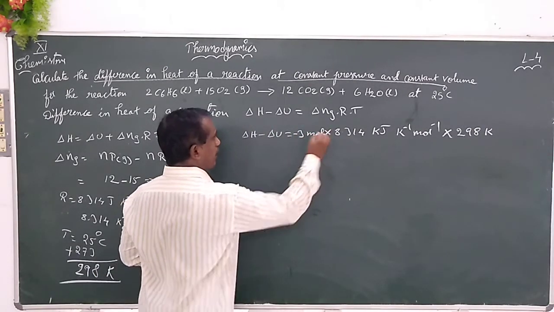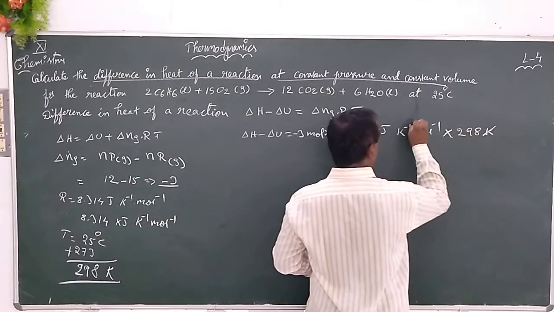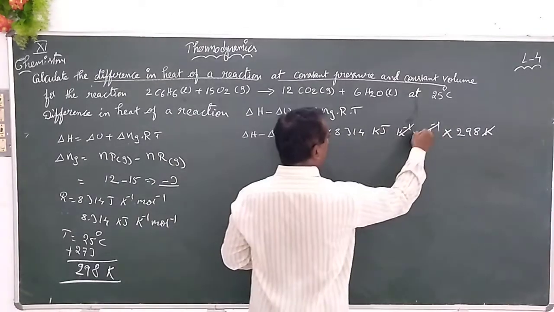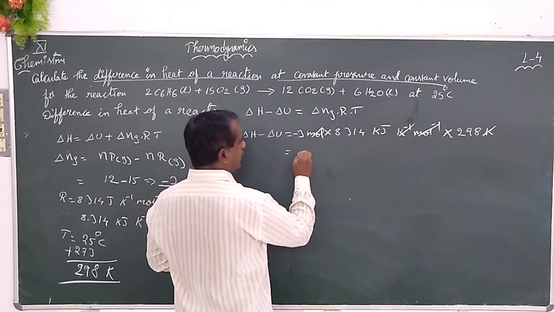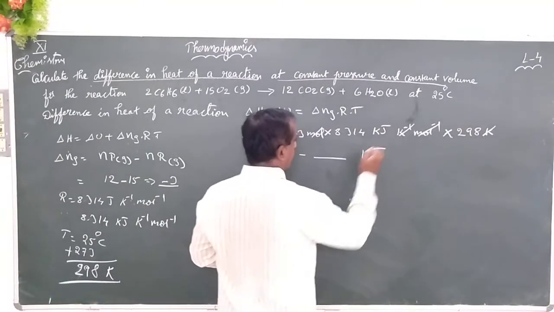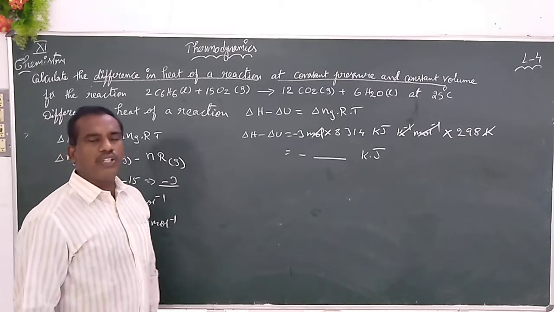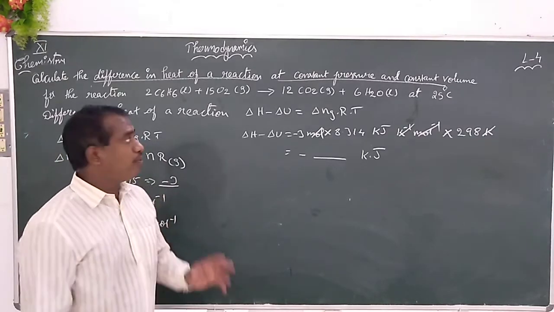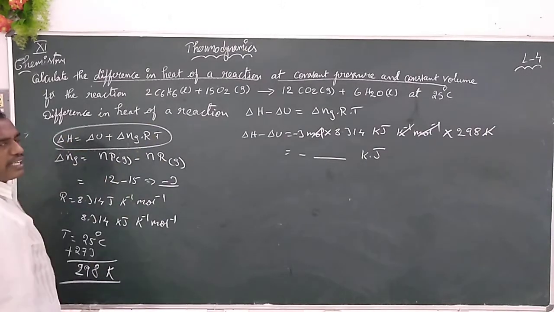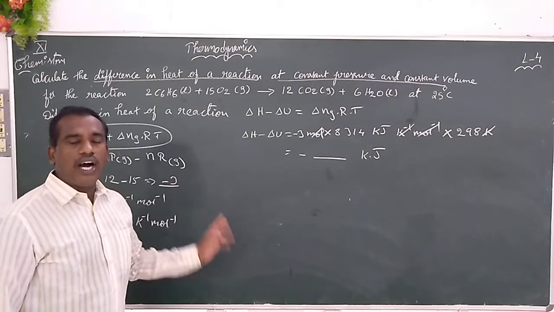Is it not? Minus 3 moles. So straight up the units first: Kelvin and Kelvin inverse, mole and mole inverse you can strike off. After some calculation you will get some minus value. The unit will be kilojoule. So in this method you can solve the problems by taking the formula delta H is equal to delta U plus delta Ng into R into T.